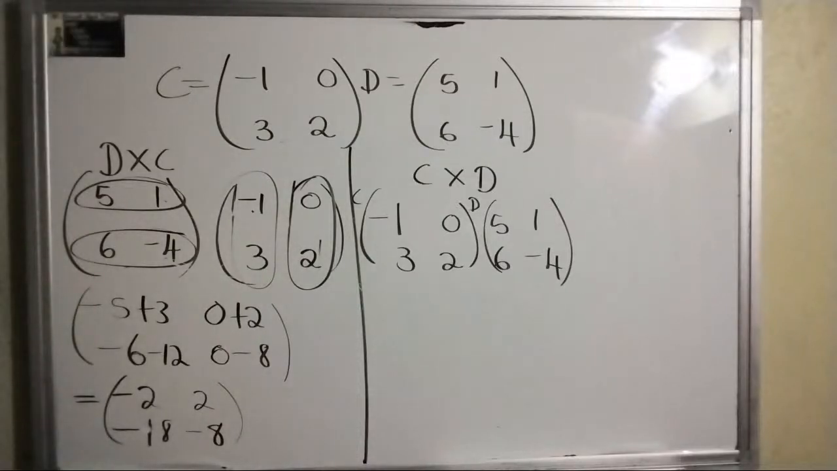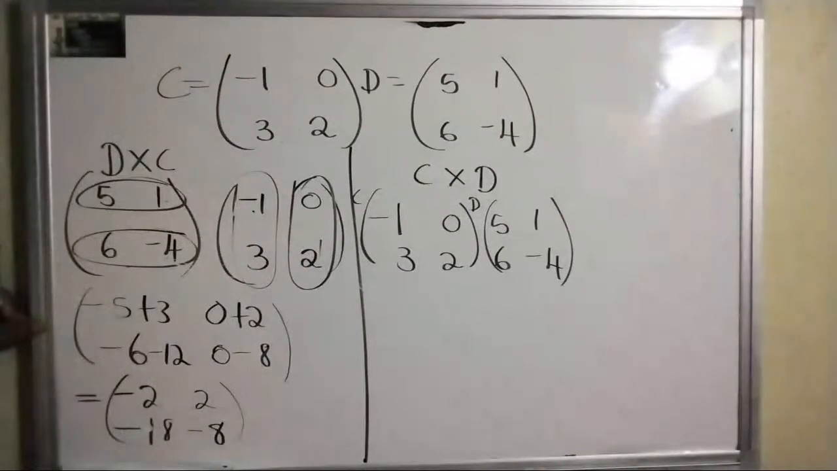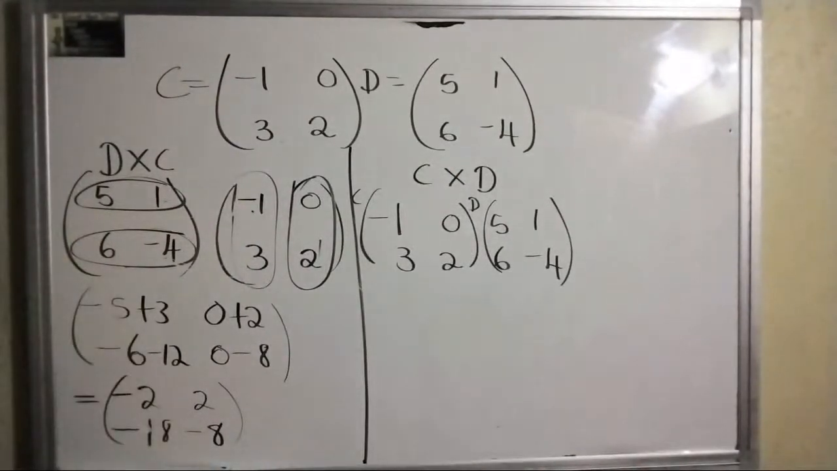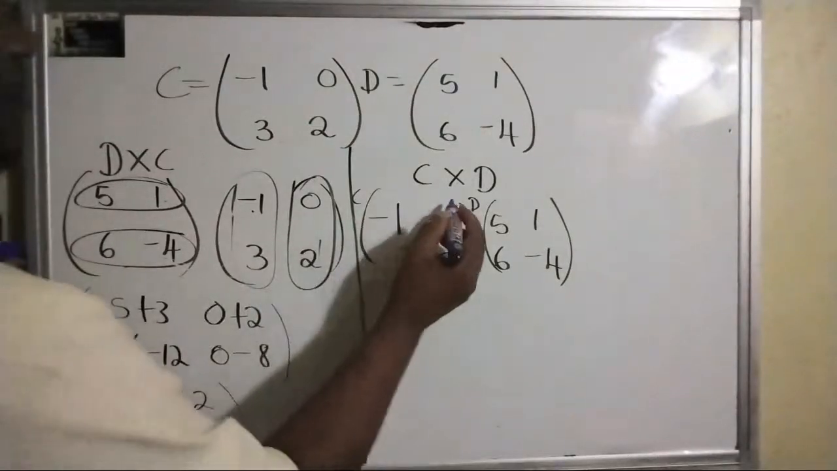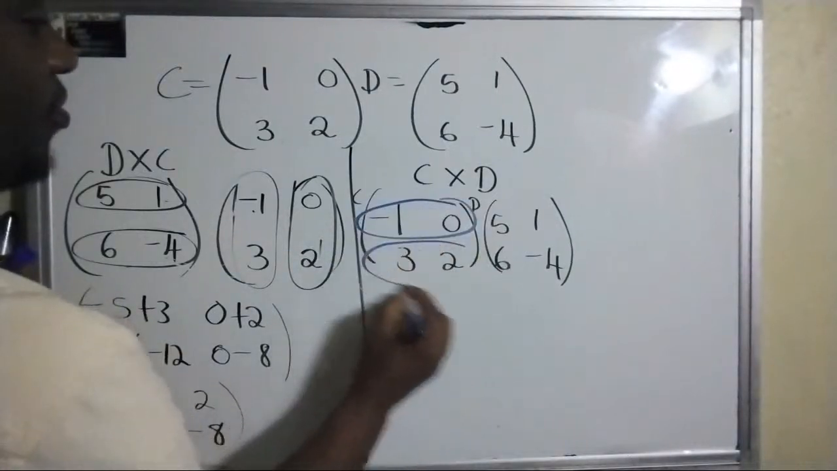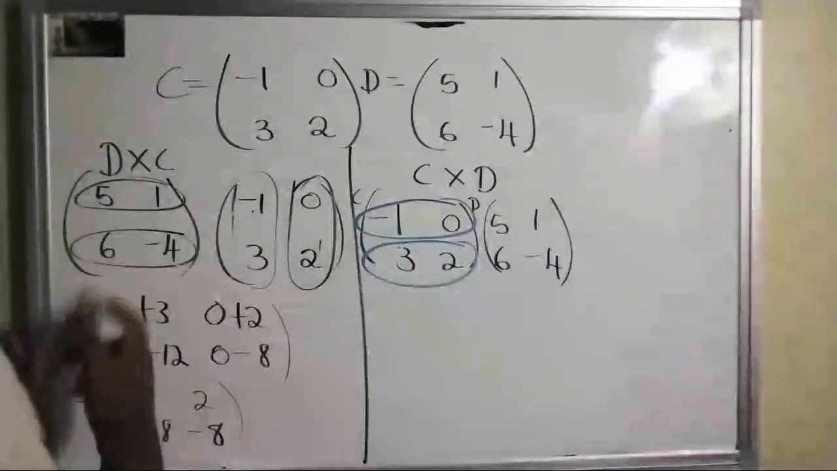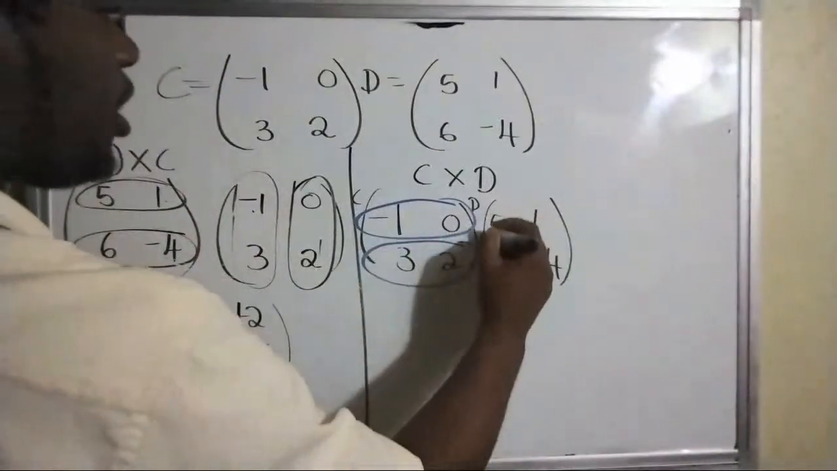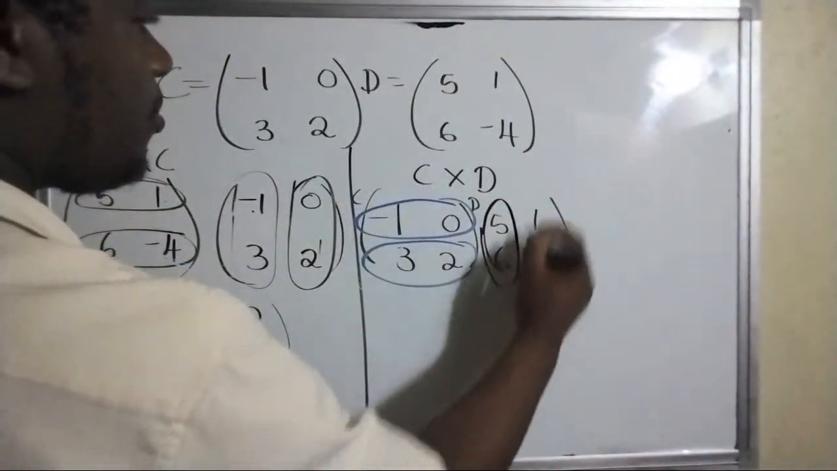Alright. So we're going to look at C times D now. As I said before, the first one, whatever letter is at the front, must be cut up in rows, and then the second one in columns. So I'm going to do that now. And then this in columns. I want to say columns run up and down.